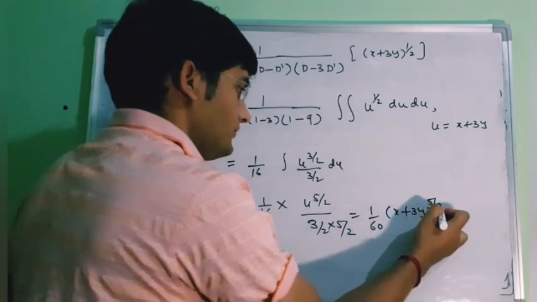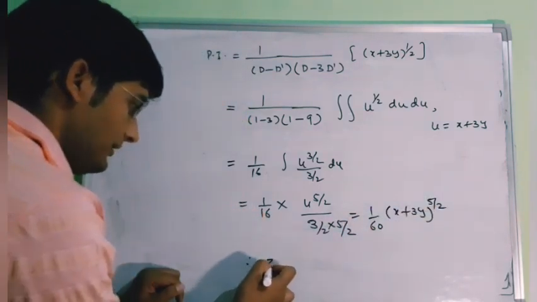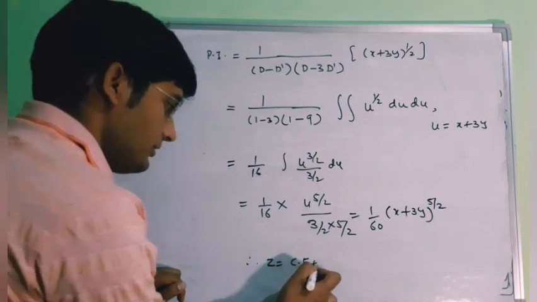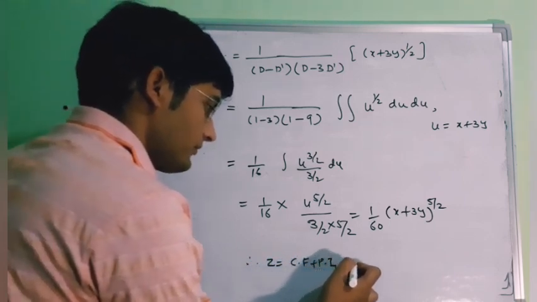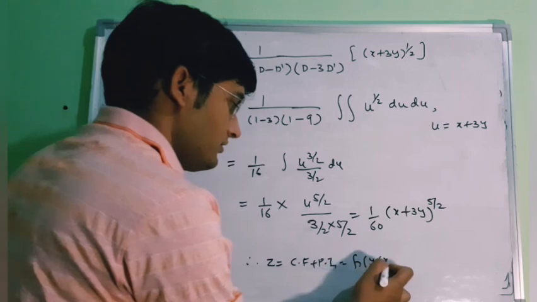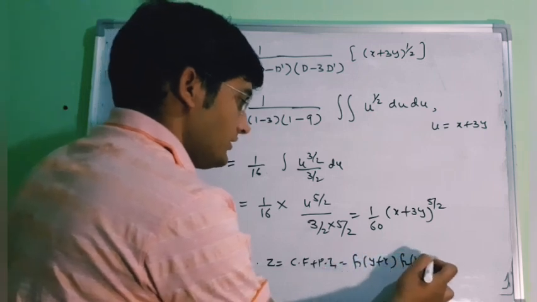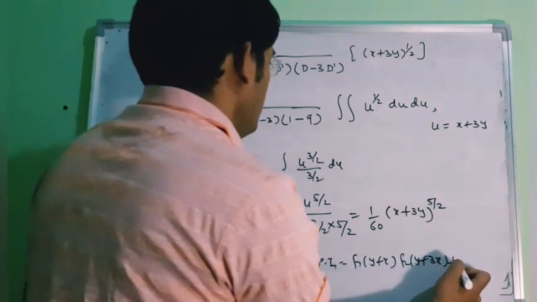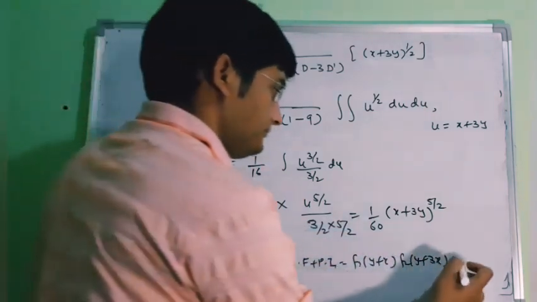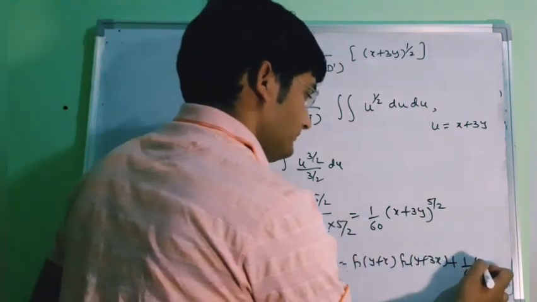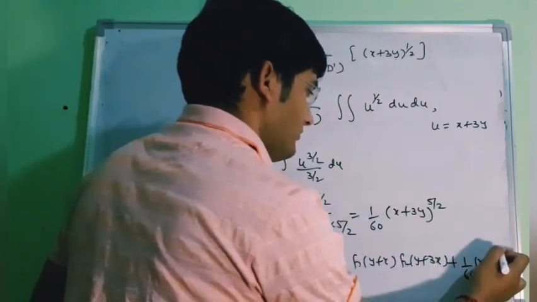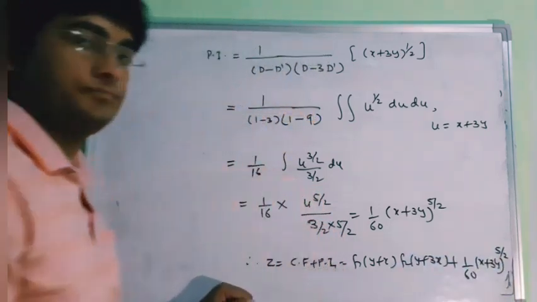So our complete answer is CF plus PI, which is equal to f1(y plus x) plus f2(y plus 3x) plus the particular integral, (x plus 3y)^(5/2). So this is your answer.